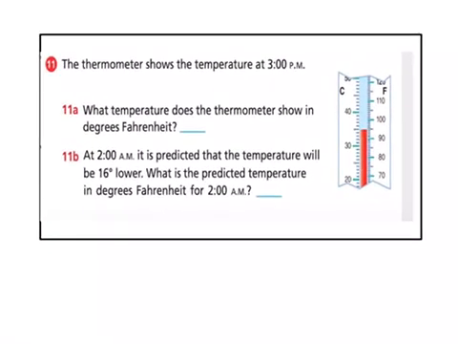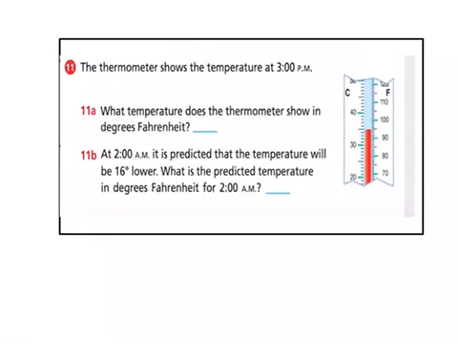So on this one, the thermometer shows the temperature at 3 p.m. Okay, let's pay attention here because I see Celsius is on the left and Fahrenheit is on the right. And I think when we looked at a thermometer in our math book on, I guess it would be Friday, they had it flipped. So let's just pay attention to what temperature the thermometer shows in degrees Fahrenheit.